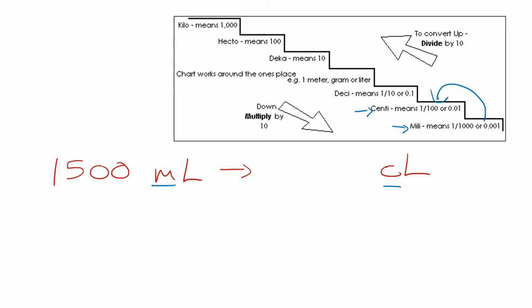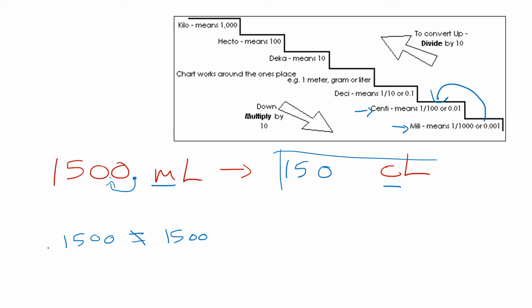So our decimal is going to move. Remember, in a whole number, the decimal is always hiding at the back of the whole number, right here. 0.1500 is not the same as 1,500. Our decimal is back here at the end, and we went from milli to centi, which means we went 1 step up to the left, so our decimal is going to do the same. It's going to move 1 step over to the left and give us 150 centiliters.